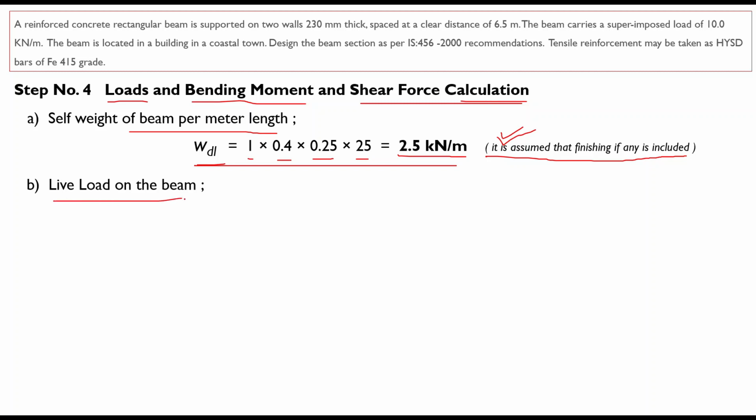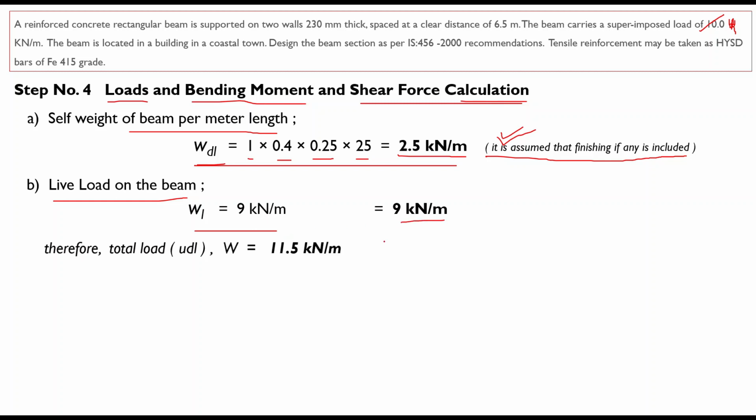Now regarding the live load on the beam, the live load on the beam is already mentioned in the numerical. So here you need to make a correction, it is a 9. So W live load is taken as 9 kilonewton per meter, and adding these two, the total load will be just like a UDL, uniformly distributed load, because we are taking dead load as well as live load having unit kilonewton per meter. So 9 plus 2.5, it is 11.5 kilonewton per meter.